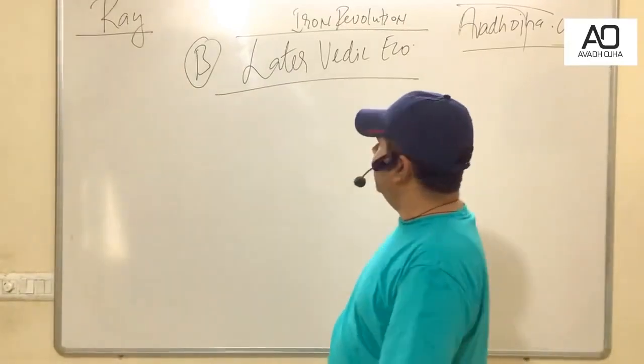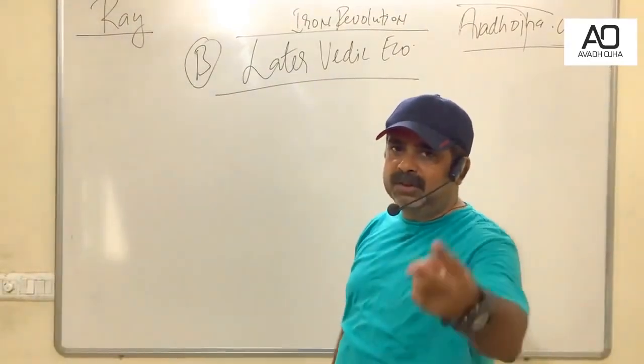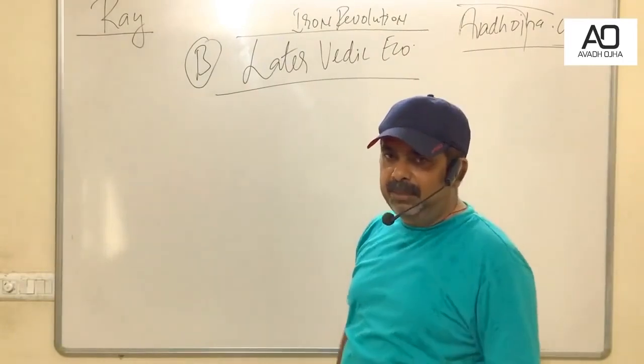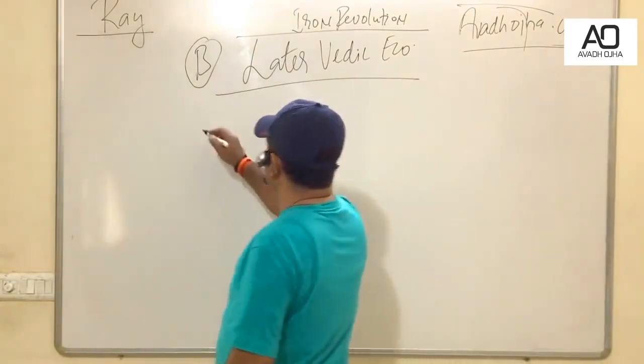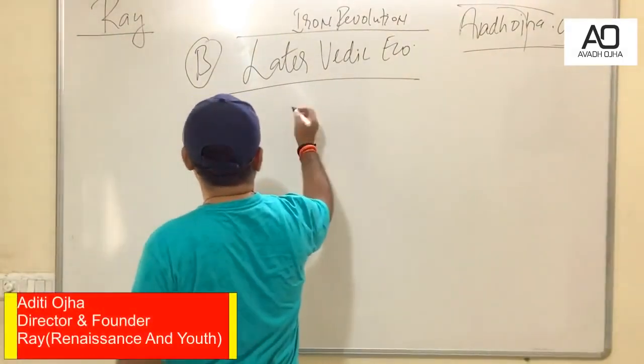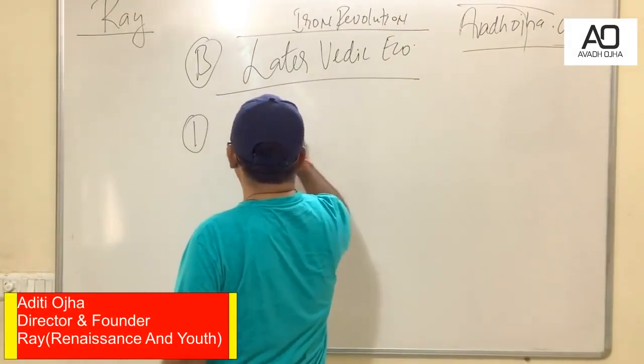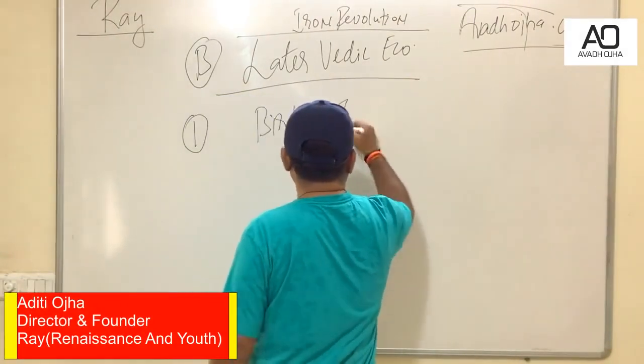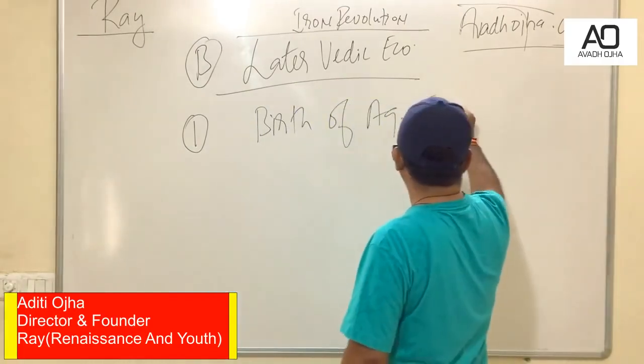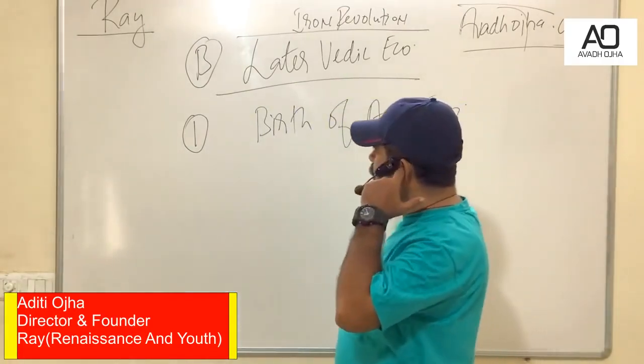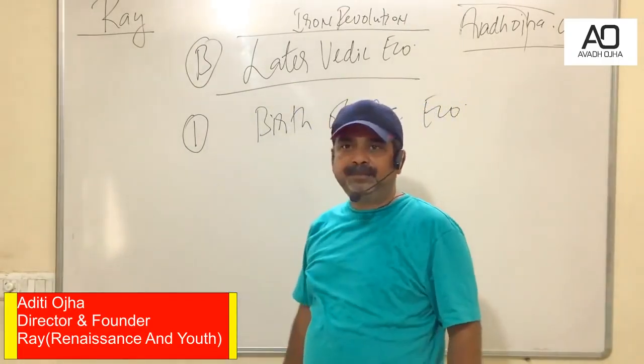So later in the economy, the iron revolution has already taken place. Two things are available: axe and plow, the iron plow. So what does NCERT say? Birth of agricultural economy.